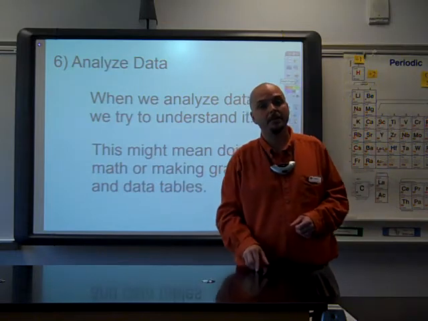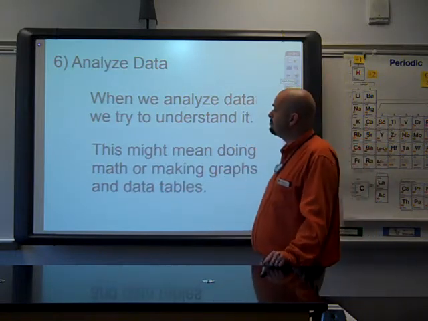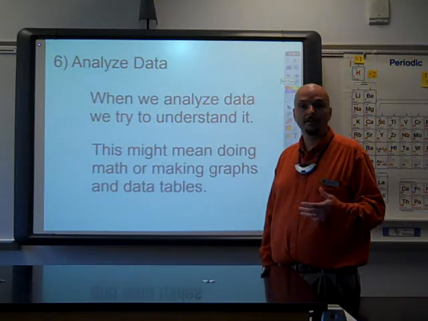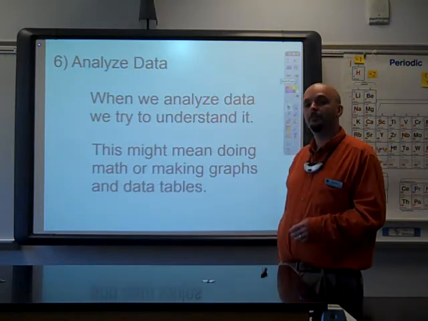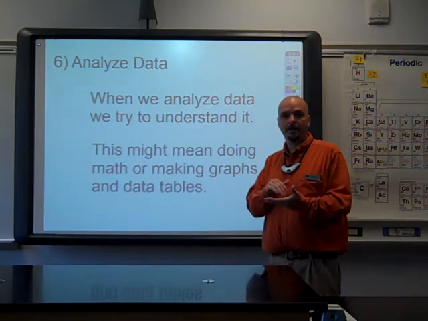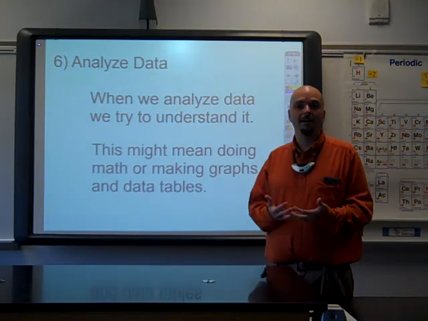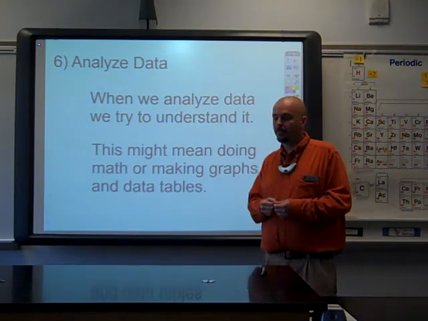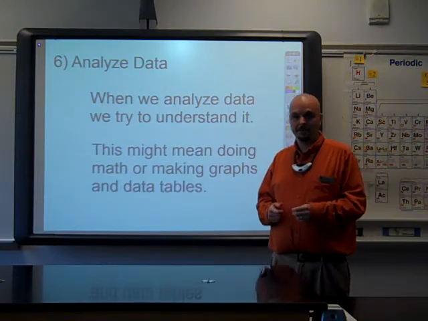The sixth step in the scientific method is to analyze the data. When we analyze, we're trying to understand the data. We're trying to make sense of it. During the experiment, when we're running the experiment, all we want to do is record the data. We don't want to try to analyze it as we're running the experiment. The reason for that? Bias.